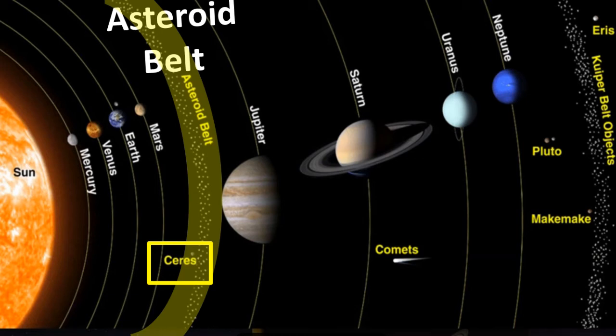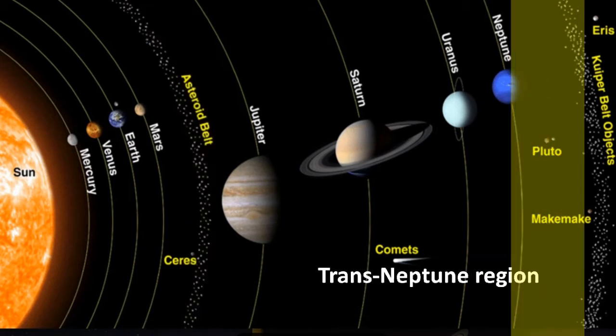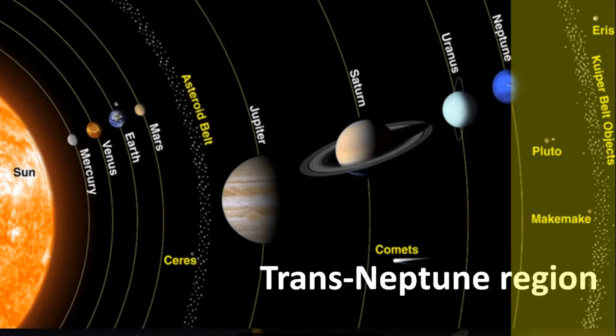The region immediately beyond Neptune is called the trans-Neptune region, or the Kuiper Belt. The Kuiper Belt contains lots of dwarf planets like Pluto, and several other objects known as Kuiper Belt objects. More than 1,000 Kuiper Belt objects have been discovered, and it is believed that there are more than 50,000 of them out there that are bigger than 100 kilometers across.